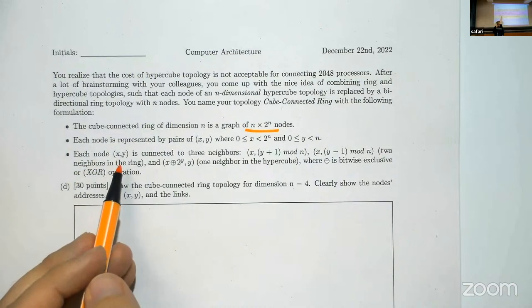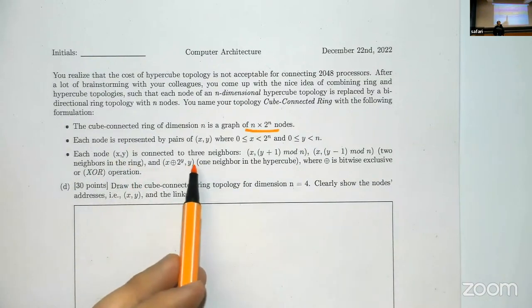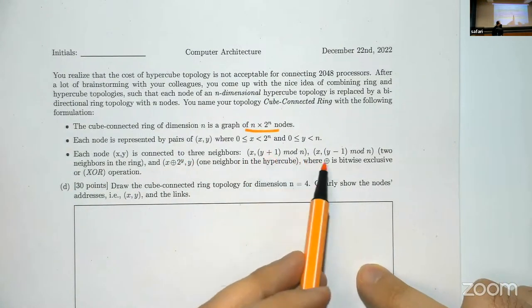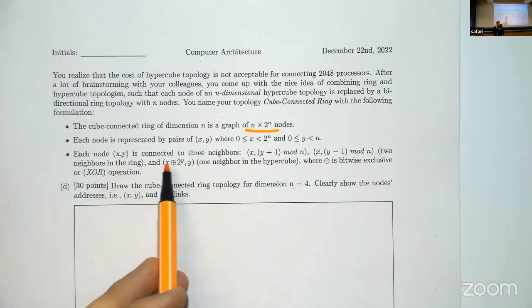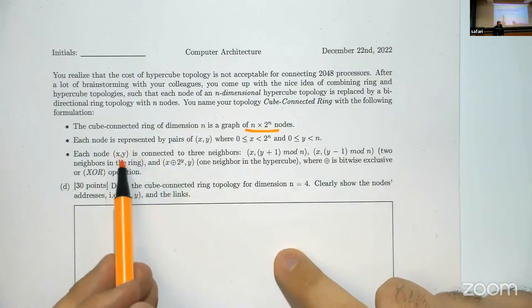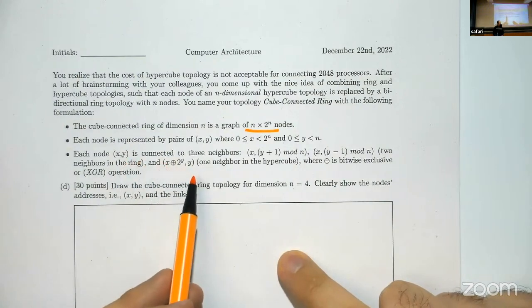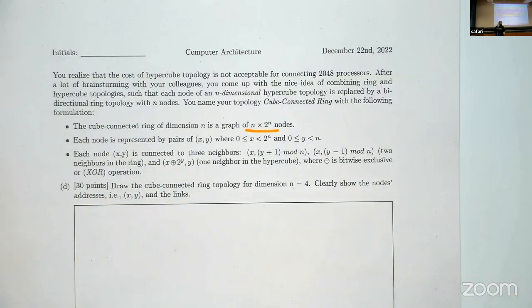So each node x, y is connected to 3 neighbors. So the degree of this network is actually fixed, 3. The first 2 neighbors are the neighbors that we have in the ring, and the third neighbor is the neighbor that we have in the hypercube. So x, y is neighbored by x XOR 2 to the power y, and y, basically. So this is important to realize. Okay. Any question about the formulation of this topology?